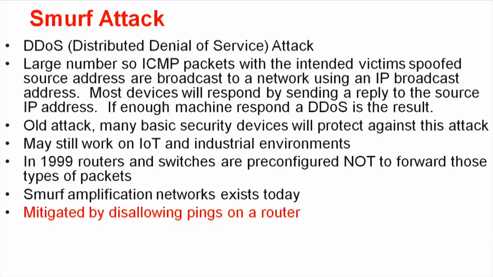It doesn't really go offline. It could cause a crash, but most likely it'll just be so busy answering those calls that the people that are really trying to talk to it can no longer talk to it. It's an old type of attack. Many basic security devices will protect against this attack. It may still work on Internet of Things types of networks and industrial environments where they have older gear. In 1999, routers and switches were pre-configured not to forward those types of packets, ICMP packets, right? Smurf amplification networks exist today, so they're still out there. They're mitigated by disallowing pings on a router.